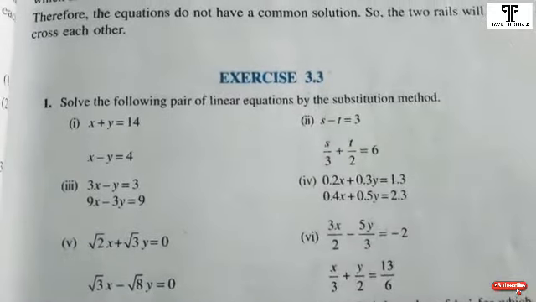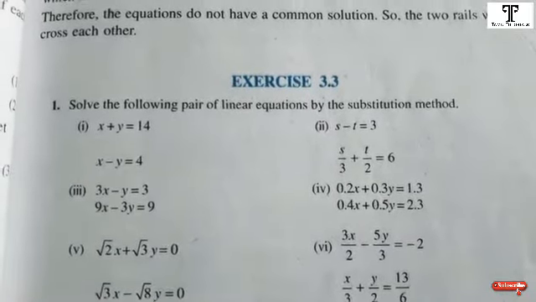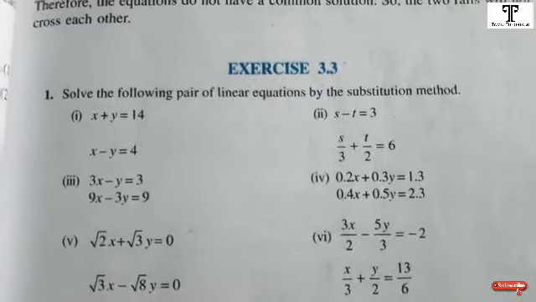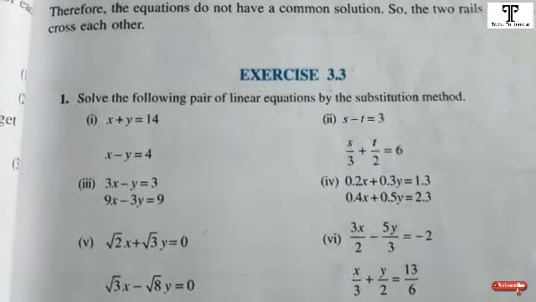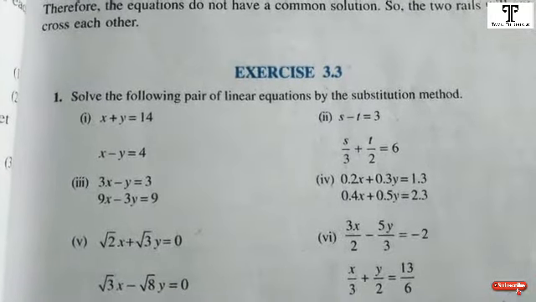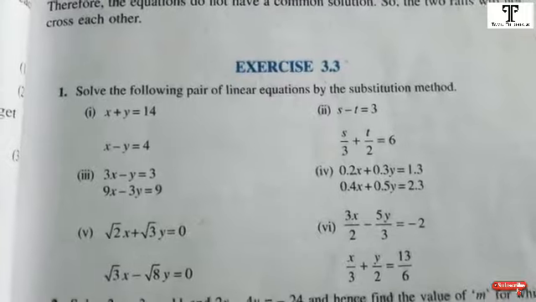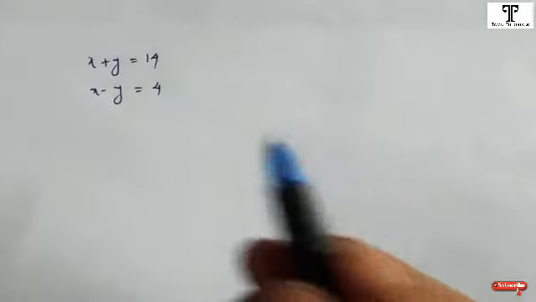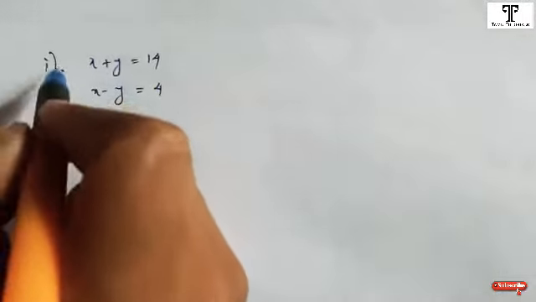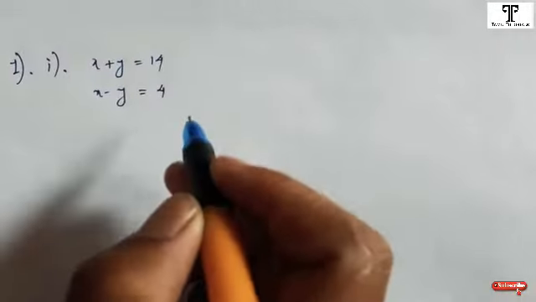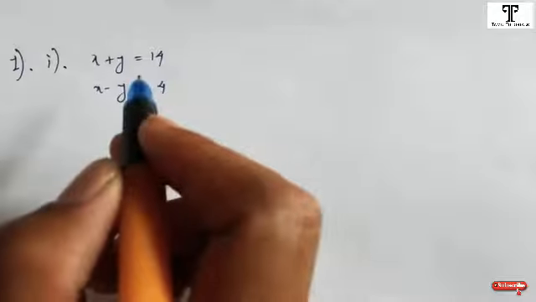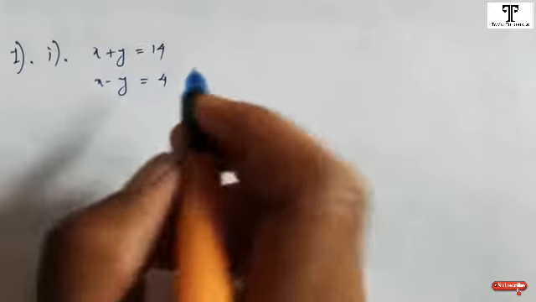So the first question is x plus y equals 14, x minus y equals 4. We have to solve these two equations using the method of substitution. Okay, so let us go. Here is question number 1 from exercise 3.3. So we have to do the substitution method here. It is very easy.